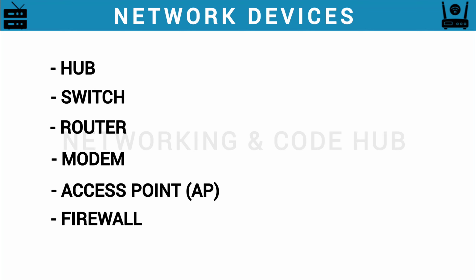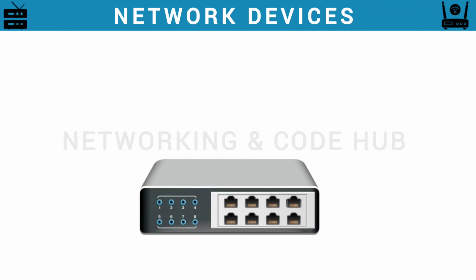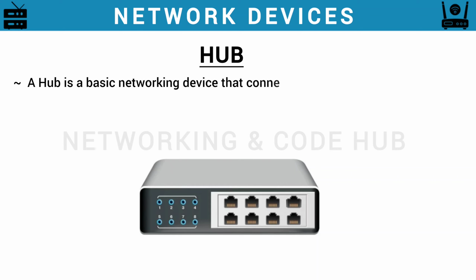Let's start with the first network device, the hub. A hub is a basic networking device that connects multiple devices in a network. A hub is one of the simplest network devices. You can think of it as a basic connector that allows multiple devices to communicate. But here is the catch, it does not control or filter the data it sends. It just takes the data and forwards it to all connected devices, whether they need it or not.